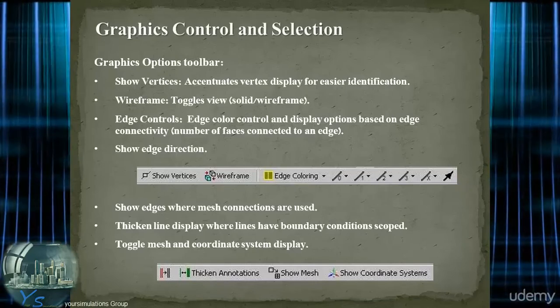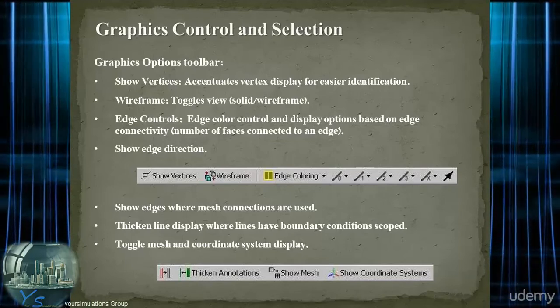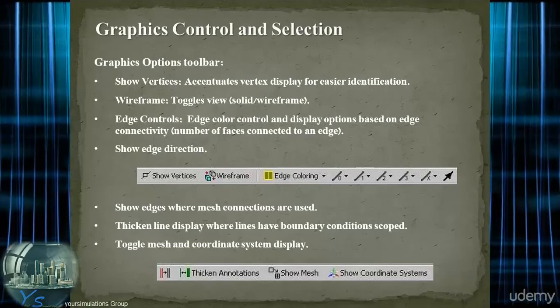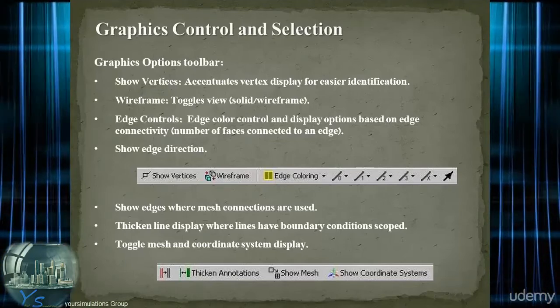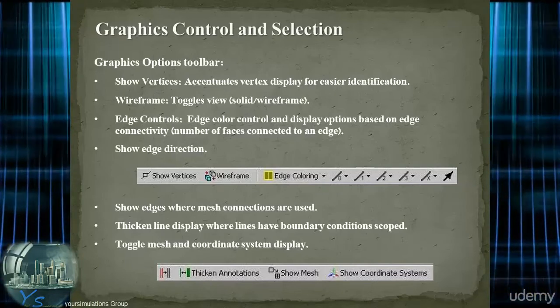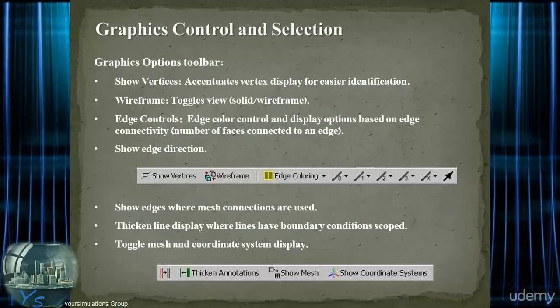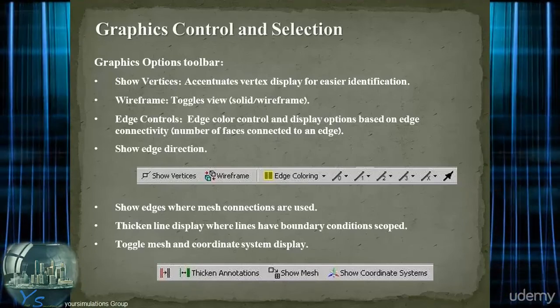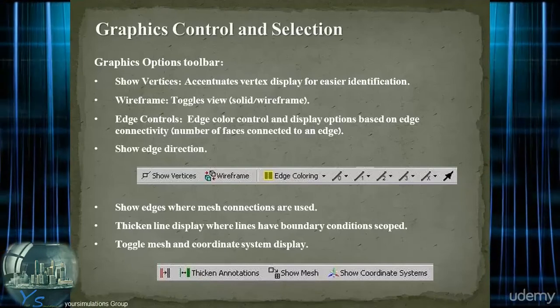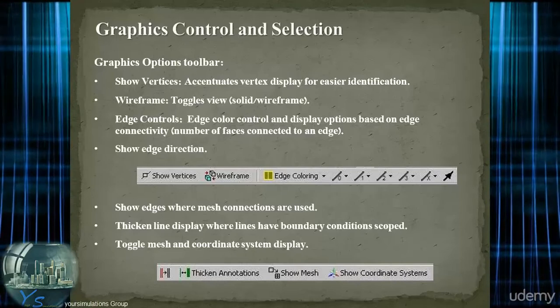We can choose to show all vertices, which can come in handy during debugging of poor quality surface elements. Similar to Design Modeler, we can switch between solid and wireframe display and choose the color of the edges according to their connection. This is more important for mechanical users than for CFD. The display of the edge direction is important when we define biased edge sizings.